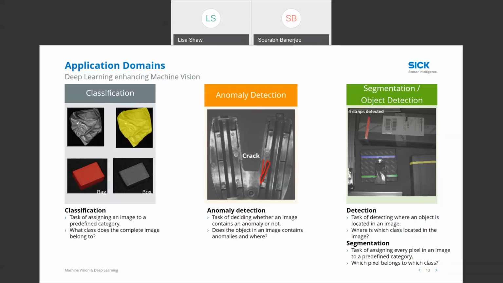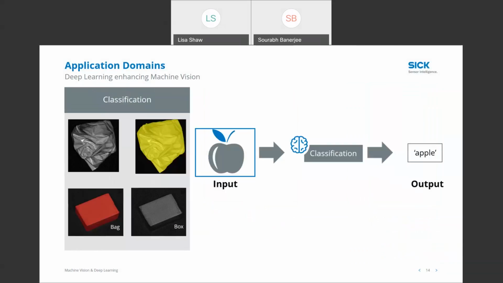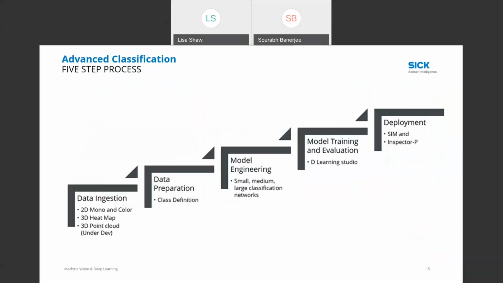We at SICK have solutions in all of these, in different capacities and different applications. But today what we are going to focus on is the classification and the advanced classification model. So classification, as I mentioned, is where you have an input, you train on that input, you have a classification, and then you have an output. And when you classify in deep learning, there are basically 5 steps.